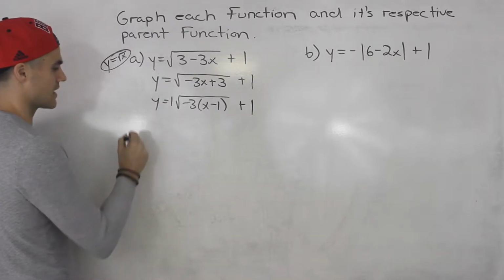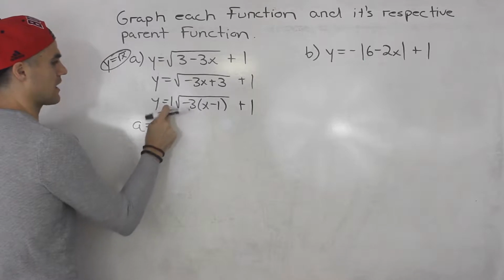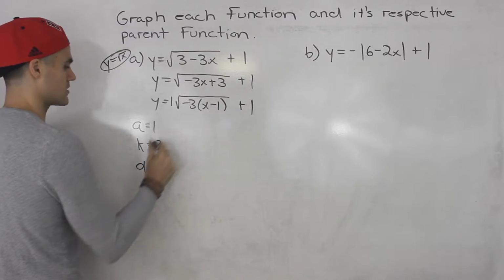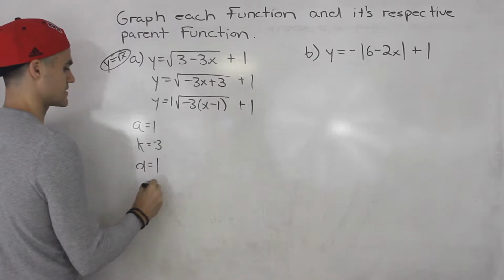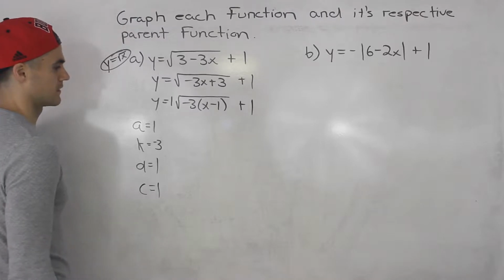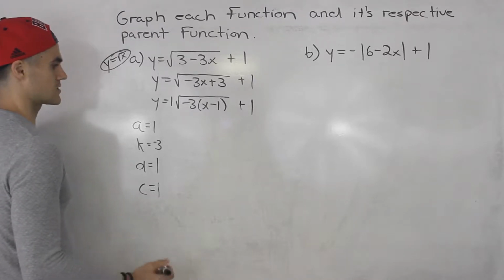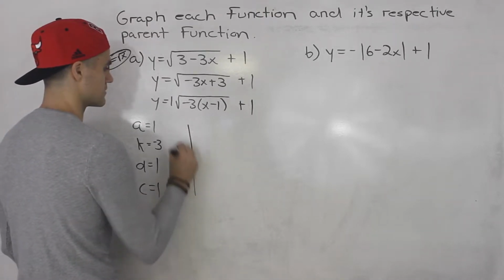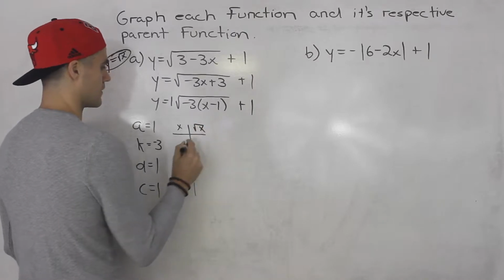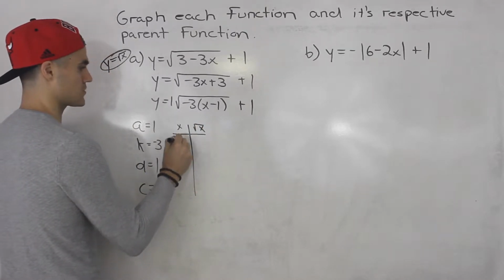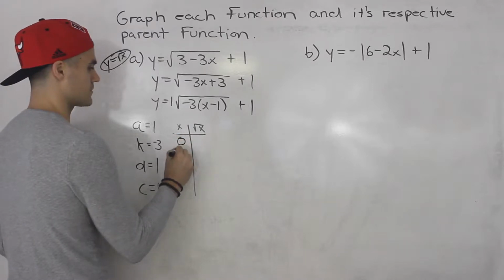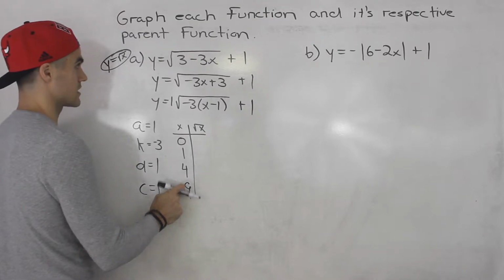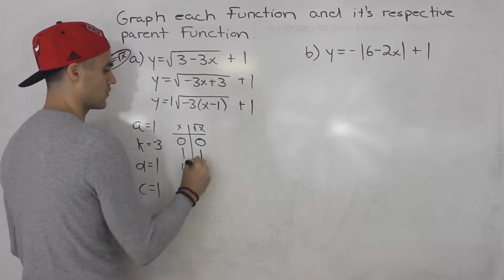So from here, we can tell what's the a value. The a value is 1, k value is negative 3, the d value is positive 1, it's always the opposite sign, and the c value is positive 1. So what we're going to do is take the parent function, root x, and then transform the points. So points we could use here are 0, 1, 4, and 9. Those are always the x values that I use for the parent function root x. So I got 0, 1, 2, 3.